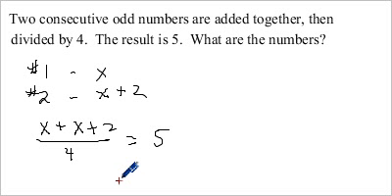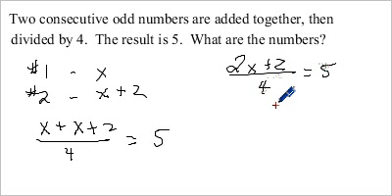So now we can start to solve this. First thing, let's combine some terms. So we can combine x plus x, that's 2x. 2x plus 2 divided by 4 equals 5. Now we have division on this side of the equation. We're dividing it by 4. So in order to get rid of that division, we can multiply it by 4. We can multiply both sides of the equation by 4.